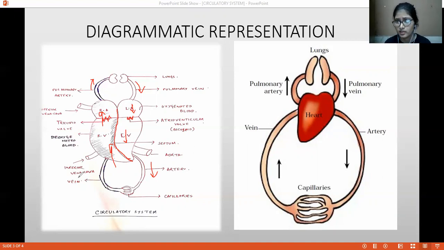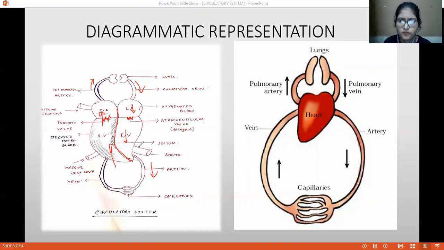So this is the way in which our blood circulation takes place, and how the lung is acting as a purifier. Then, as you can see, the vein is responsible for carrying all the deoxygenated blood from all parts of our body to the heart, and the artery is responsible for pumping the oxygenated blood from the heart to other parts of our body.